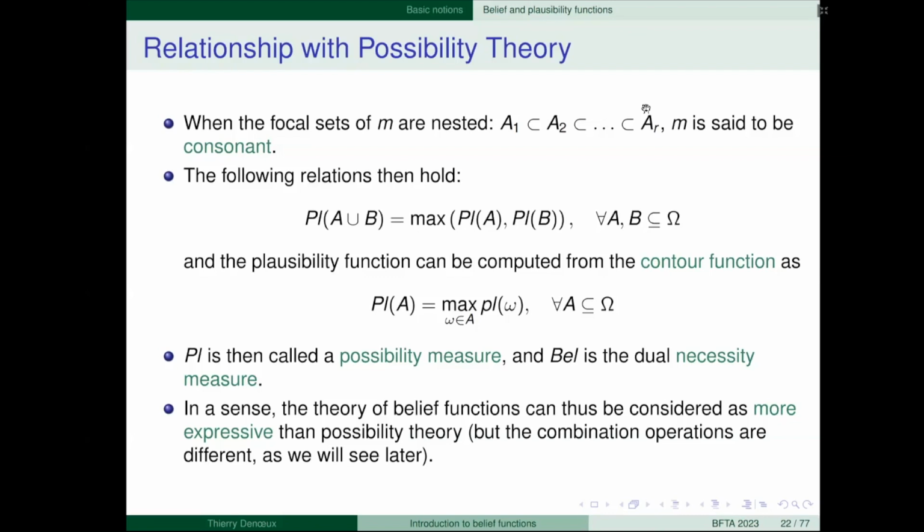And also we can recover the plausibility of any subset A as a maximum of the plausibility of the elements of A. The plausibility of a subset is the maximum of the plausibility of its elements. Here I didn't mention this notation, pl with a lowercase p. I call it the contour function, and it is a function that gives the plausibility of each single element of omega. So in that sense, we can say that the theory of belief functions is somehow more expressive than possibility theory because we recover a possibility measure as a special case. But we should notice that these two theories are distinct because they have different mechanisms for combining information. And we'll see shortly how we combine information in Dempster-Shafer theory.